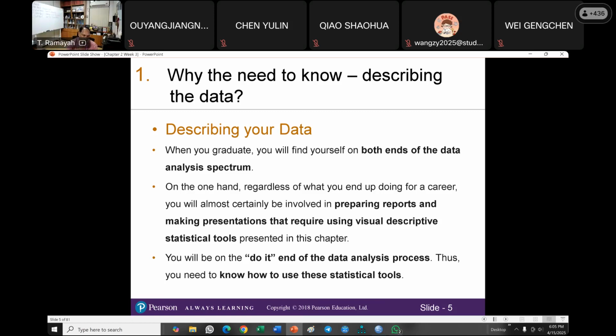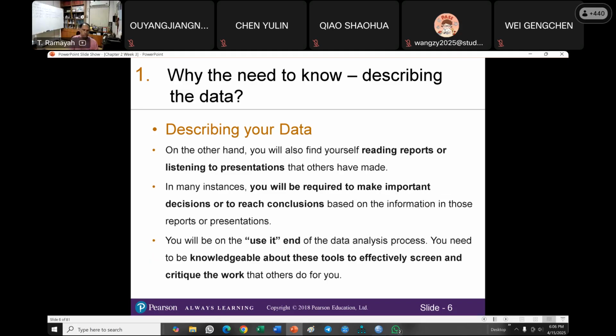So the first part is, let's say you are doing some presentation and you have to present your presentation in terms of report or using some visual graphics. This is where you are actually using some knowledge of these tools to present your data. This is the other end of the spectrum.